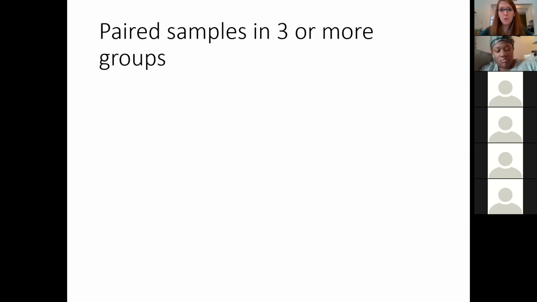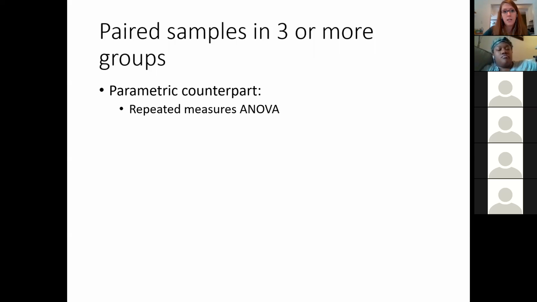So paired samples in three or more groups. Does anyone remember what that was called in our parametric test? They were paired, but you had three or more different groups of them. Eric, go ahead. That's the repeated measures ANOVA, right? Yeah, repeated measures ANOVA, which we said was similar to a paired t-test, but now you could have more than 2 groups.